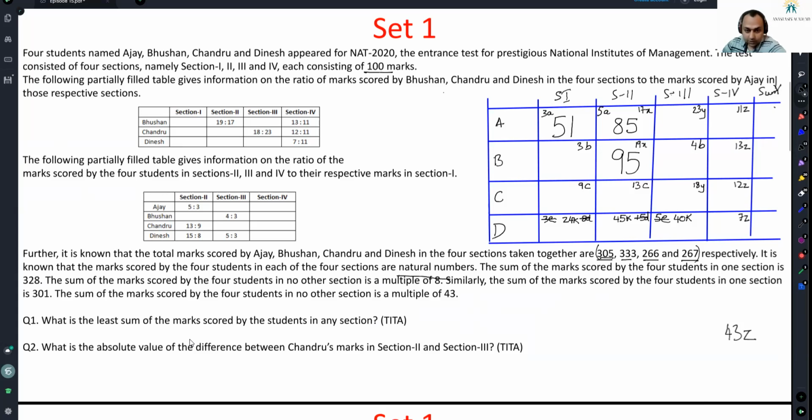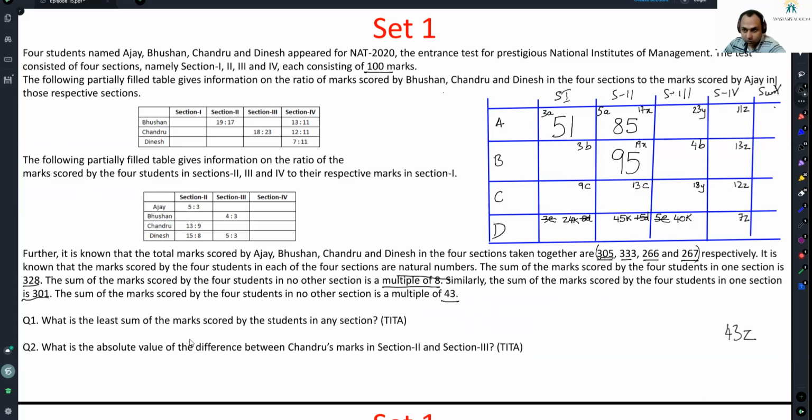Okay, nowhere else do we get a multiple of 8 apart from 328. We don't get a multiple of 8 anymore. Similarly, the sum of marks scored by 4 students in one section is 301. If it is 301, the sum of marks scored by the 4 students in no other section is a multiple of 43. This is interesting.